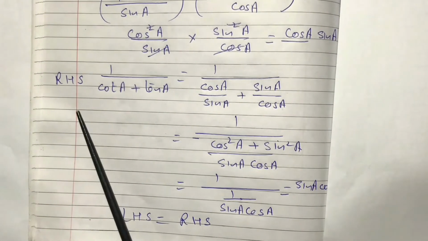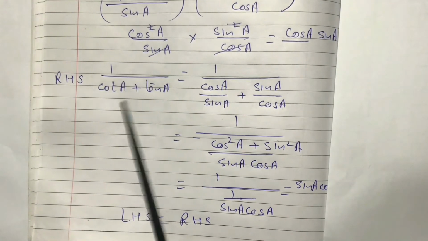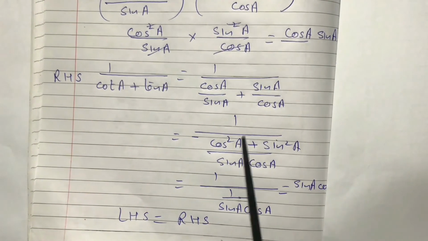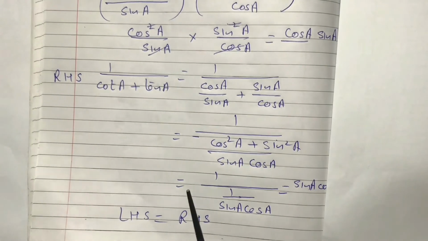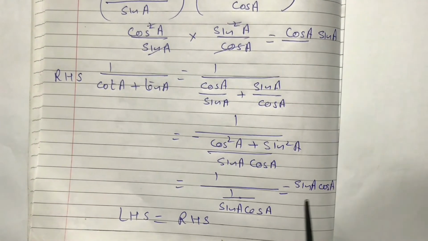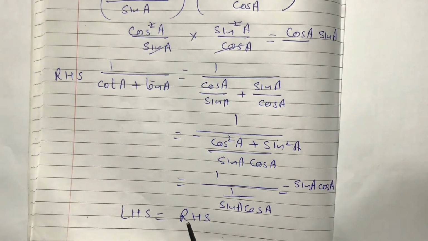Now take the right hand side, 1 over cot A plus tan A. Change cot A into cos A by sin A, tan A into sin A by cos A. Take the LCM. You will have 1 upon (cos square A plus sin square A) upon sin A cos A. This is equal to 1 upon 1 over sin A cos A. That is equal to sin A cos A. So left hand side is equal to right hand side.